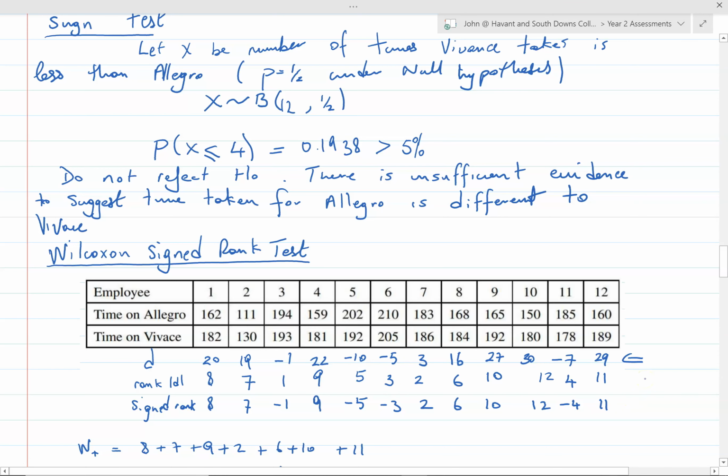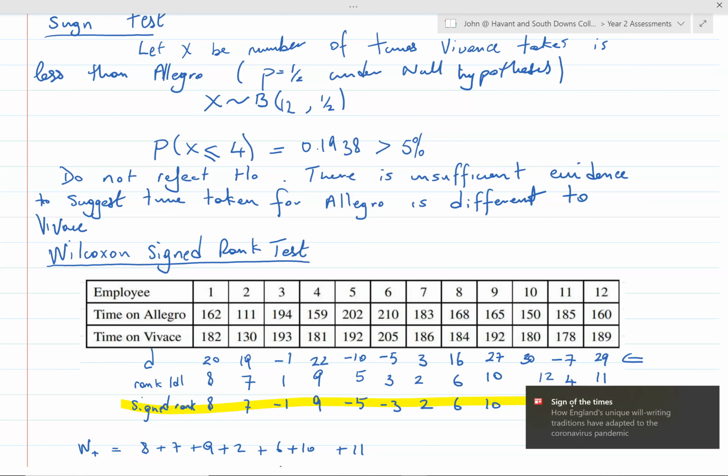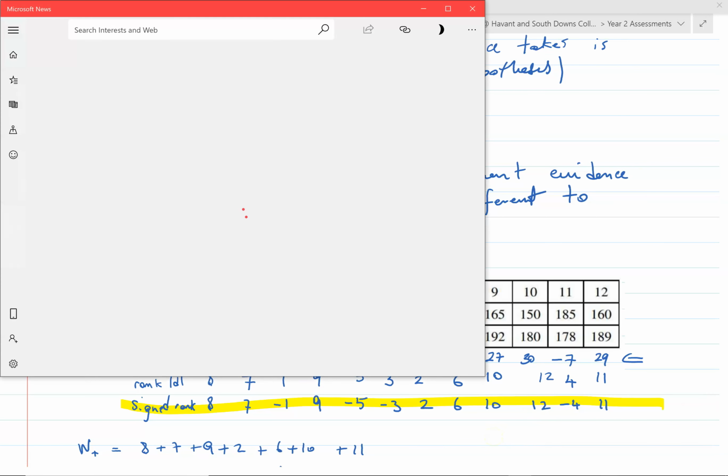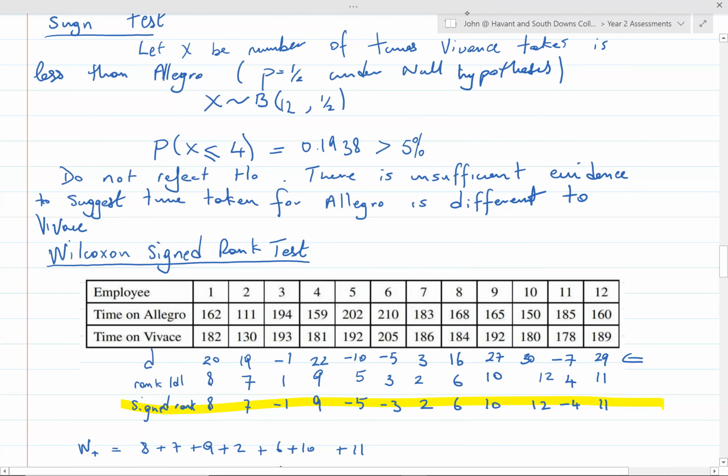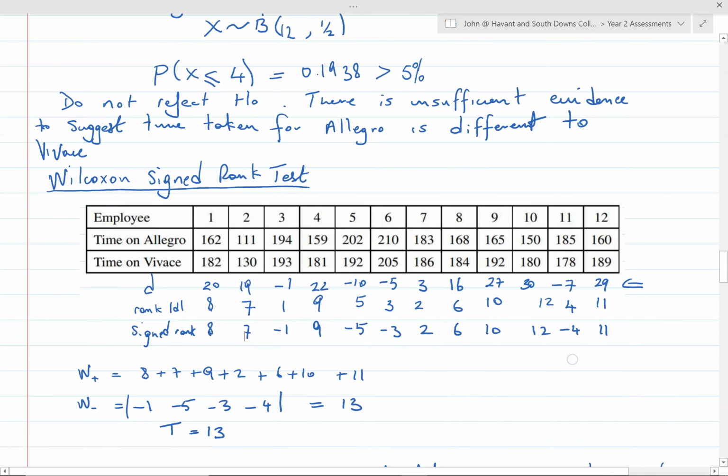And then in this final row here, what we've done is we've picked up whether it's a negative difference, and attached that to the ranking. Okay, so sorry about that. And that's our ranking. So we work out our W plus and W minus. Clearly W minus is going to be the least of these numbers. So the W minus, the absolute differences of all of these added together, is equal to 13.